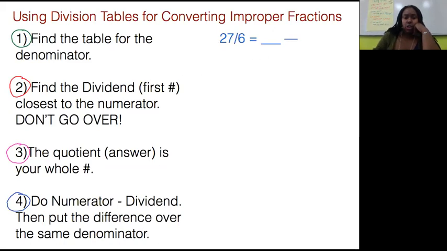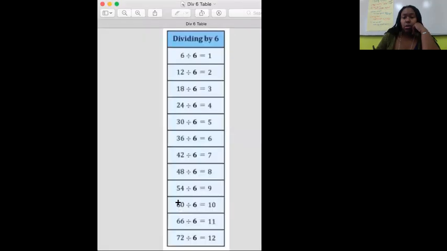So here is how we can start. The first thing I'm going to show you is step 1, find the table for the denominator. So our denominator, as we can see right now, is 6. And what I can do right now is leave that 6 right there, because my denominator won't change even when I switch to a mixed number, okay? So that denominator is going to stay the same, and I need to find the dividing by 6 table on my chart. Well, you can see here that I've got it, right? I've got my divide by 6.